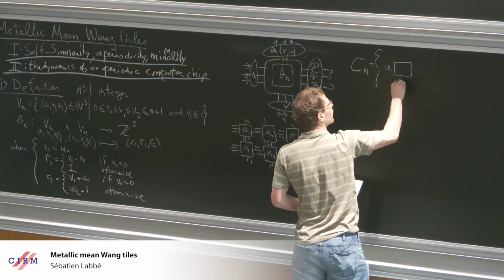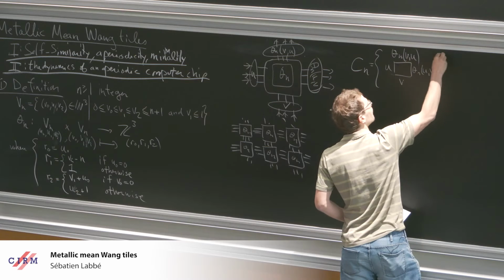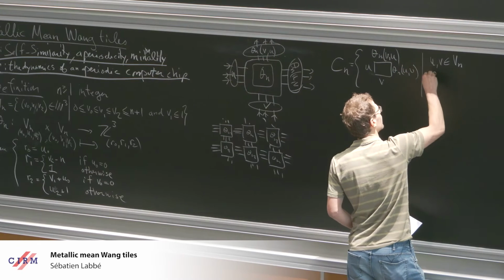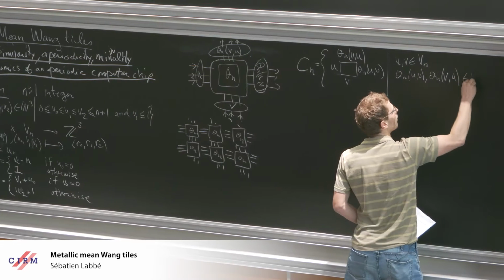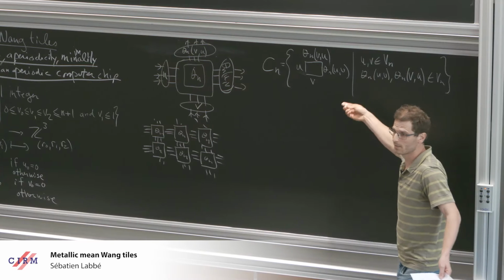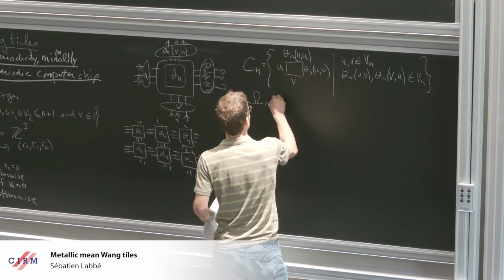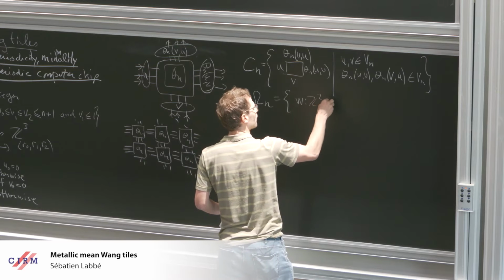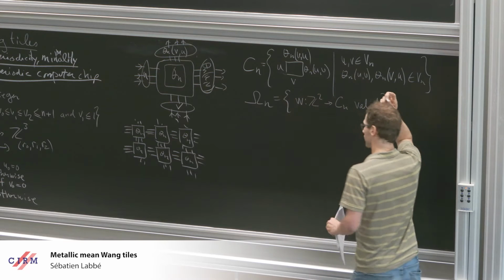So U, V, theta n of UV, theta n of VU, such that UV is in the set and the output as well. Okay, so this is a set of Wang tiles, the instances of the chip. And maybe I can define this as well. Omega n will be the set, I use double, of valid configurations over this set of Wang tiles, okay?